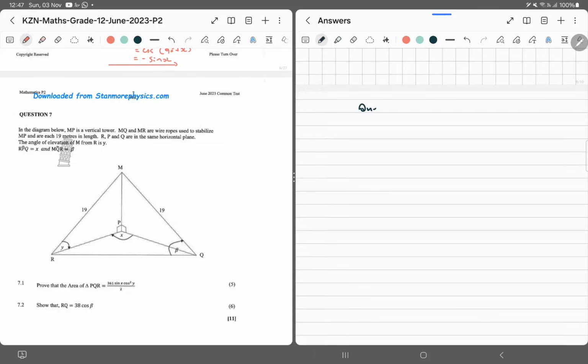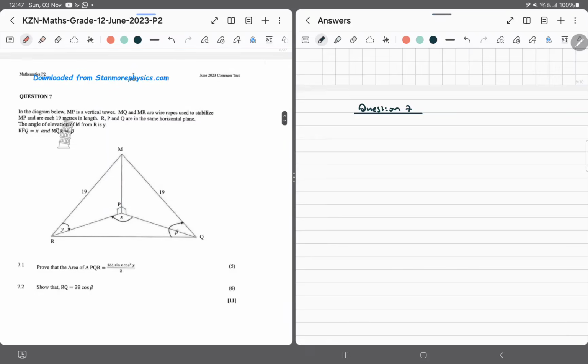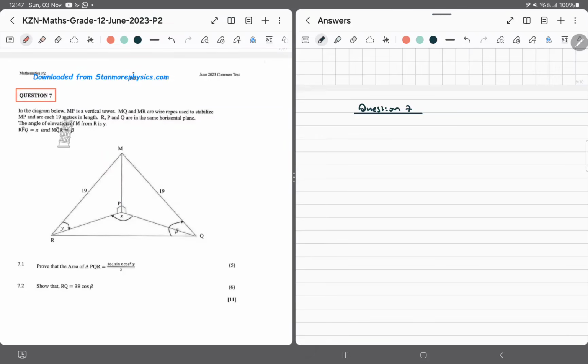Question 7 is usually the question that is pretty interesting in this topic, because we are doing application of calculus, of trigonometry, as we often get a question on calculus and then we do applications on paper 1. So this is the equivalent of that optimization type of question. Now it says in the diagram below, MP is a vertical tower.